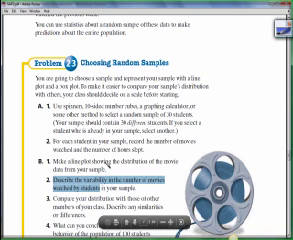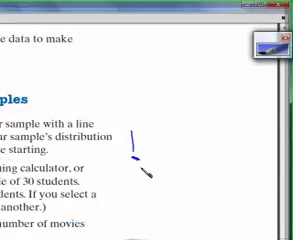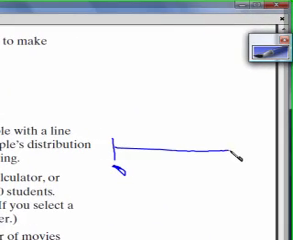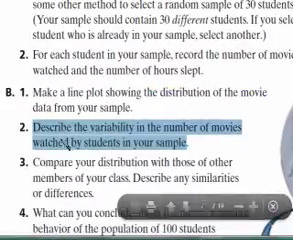B1, make a line plot showing the distribution of the movie data from your sample. Again, on that line plot, you're going to go from 0 to 20 with intervals of 2. Then you're just putting either circles or X's along that line plot showing where those values fall. You're doing the movie data for that.